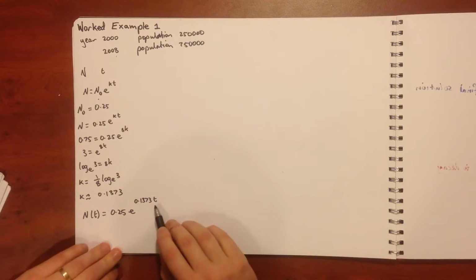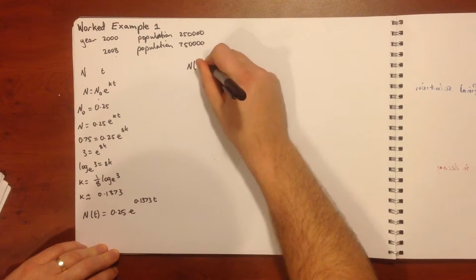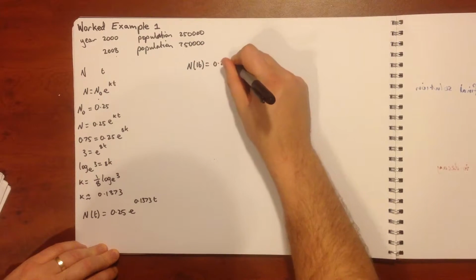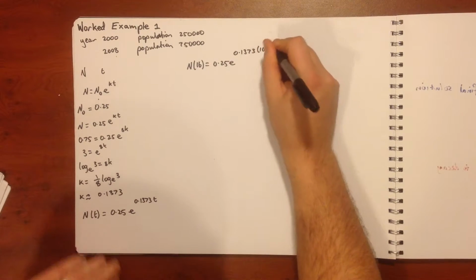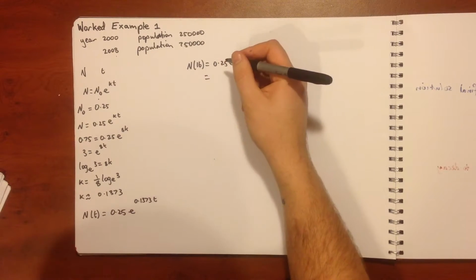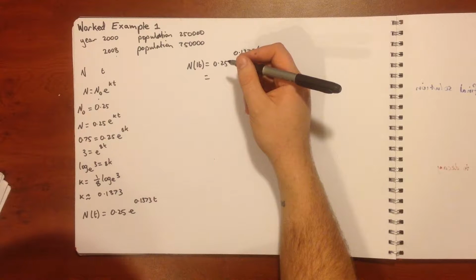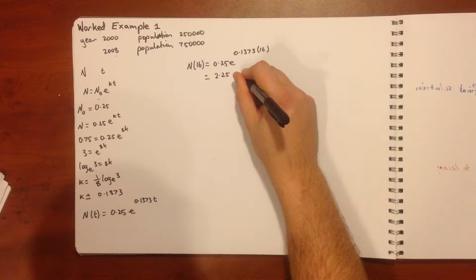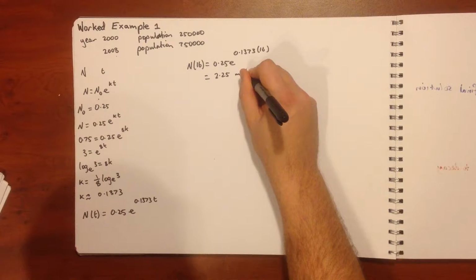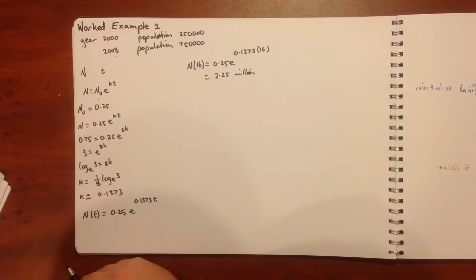Part B is what is the predicted population at the start of 2016. We simply need to put into our equation t equals 16, so you get N of 16 equals 0.25 e to the 0.1373 times 16. When we do that, we get a value of 2.25 million people.